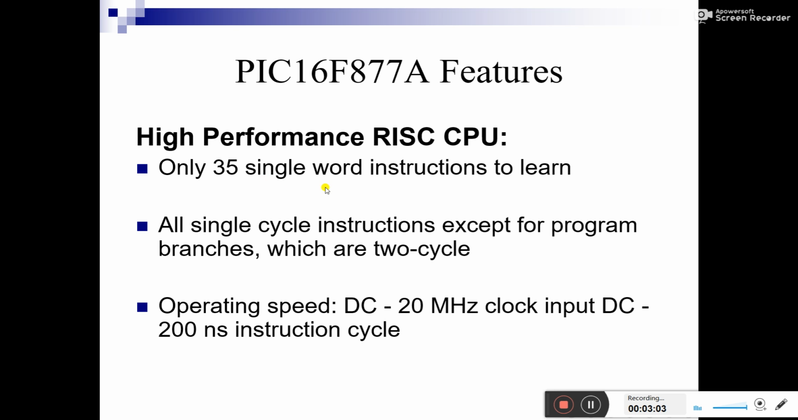So a single instruction can do multiple tasks. That's why it is a RISC type architecture. All instructions are single cycle except for the program branches, which take 2 cycles. So all instruction cycles except call instructions and all jump instructions take 2 cycles. The operating speed of the 16F877A is 20 megahertz. With DC clock input, it is a 200 nanosecond instruction cycle.